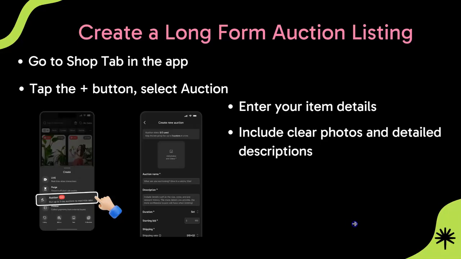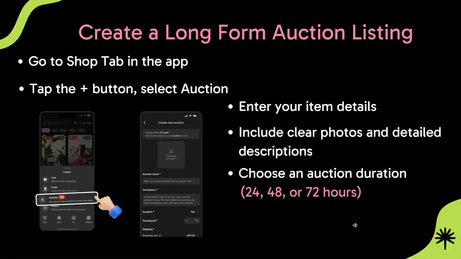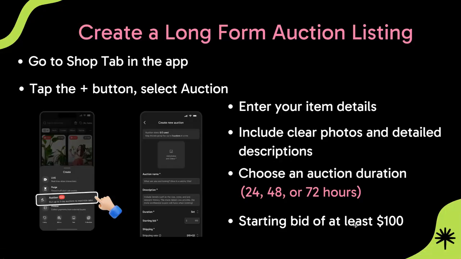That's very important. Next, you want to choose the duration for your auction. You may select 24, 48, or 72 hours. Also, be sure to have that starting bid of at least $100.